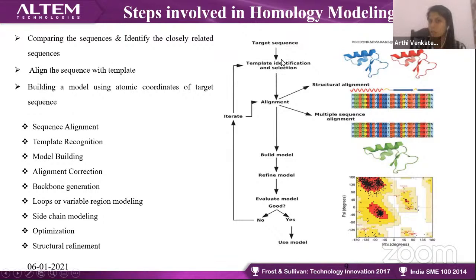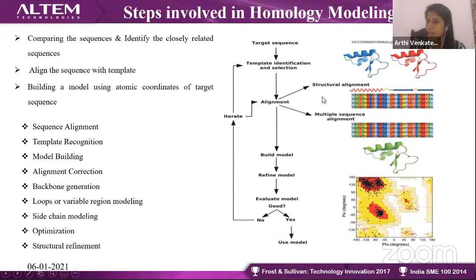So you have to check your SARS sequence, and once you have checked your sequence, you have found one template identification. Once you have identified this particular template sequence, then you go for alignment. Alignment is nothing but you will be having similar sequences, and this alignment can be based on structural alignment as well as multiple sequence alignment.